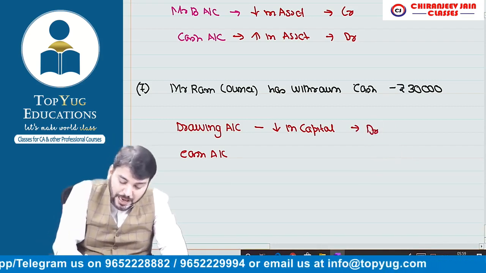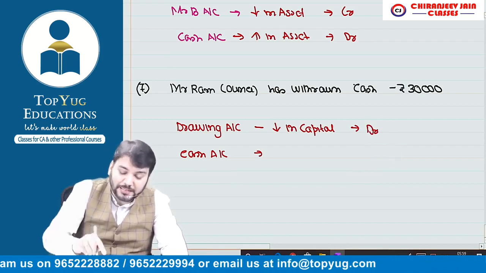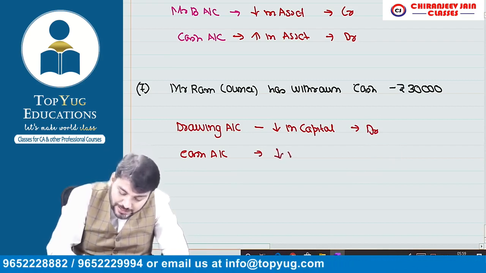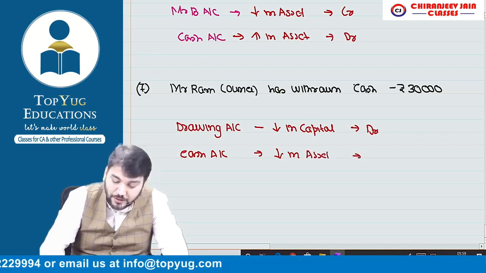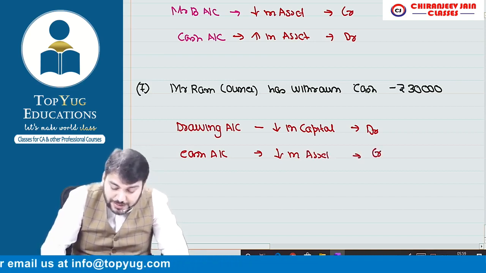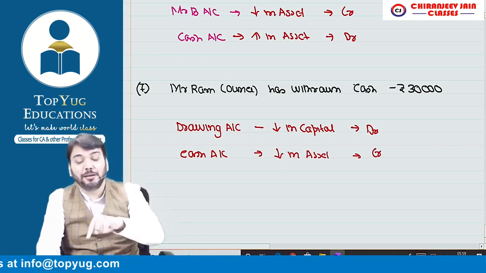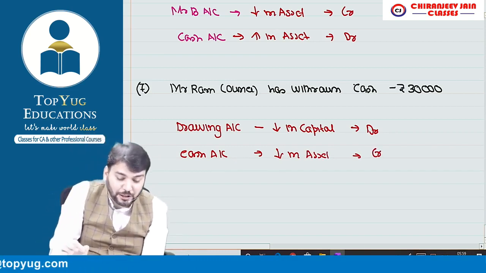correct. And cash is an asset, so there is a decrease in asset. Decrease in asset will be what? Credited. So what Jana entered? Drawing account debit to cash, drawing account debit to cash.